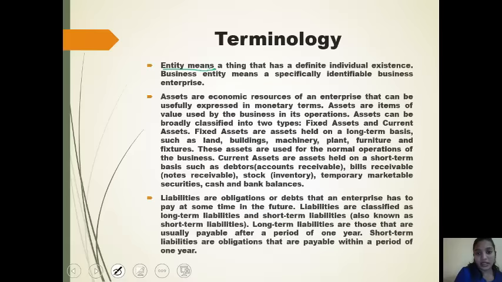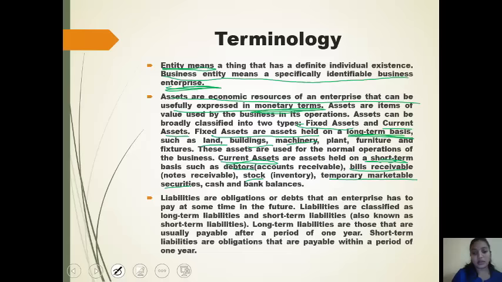Entity means a thing that has a definite individual existence. Business entity means a specifically identified business enterprise. Assets are economic resources of an enterprise that can be fully expressed in monetary terms. That is of two types, that is fixed assets and current assets. Fixed assets are assets held on a long-term basis, such as land, building, machinery, etc. Whereas current assets are on a short-term basis, such as debtors, stock, bills receivable, temporary marketable securities, etc.